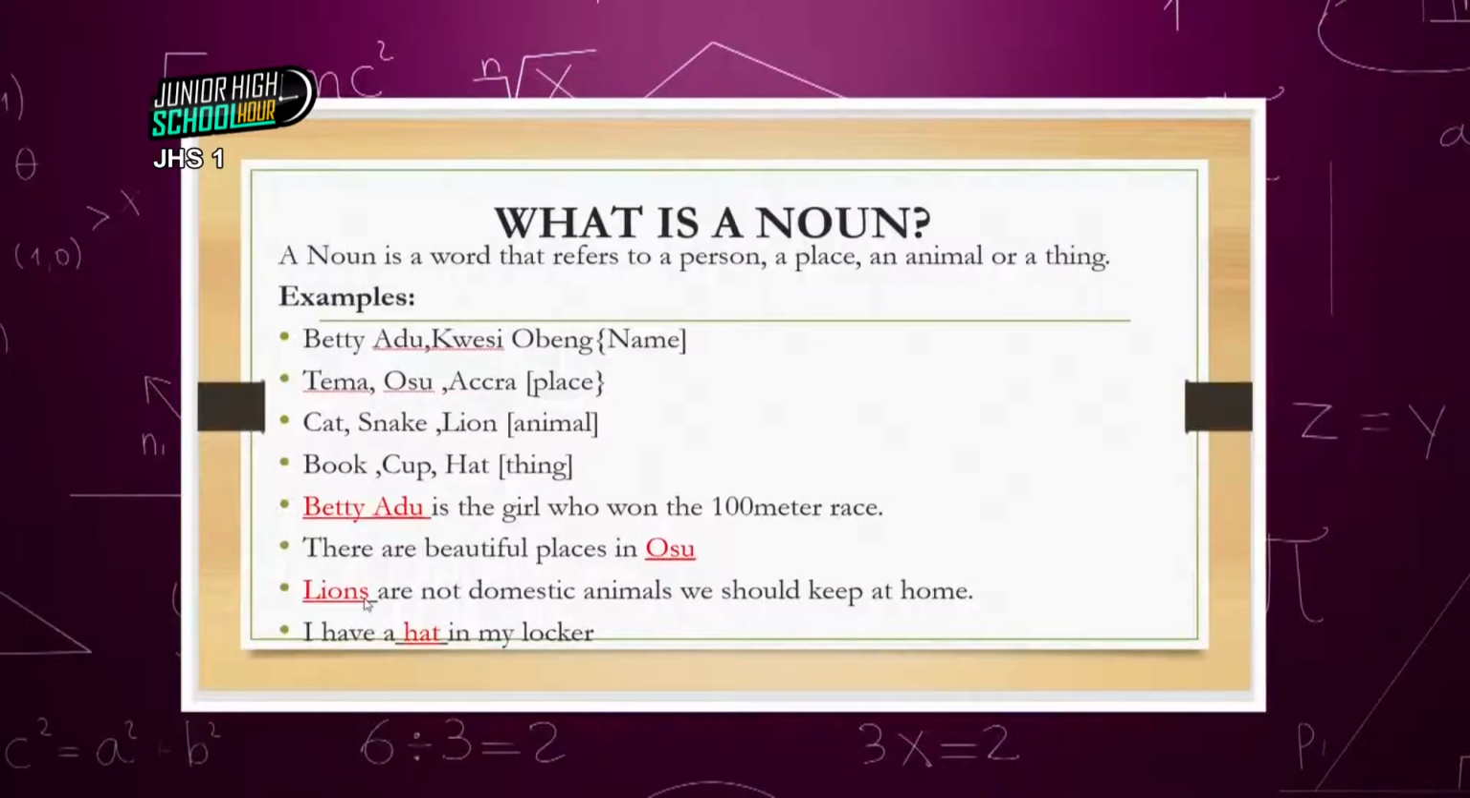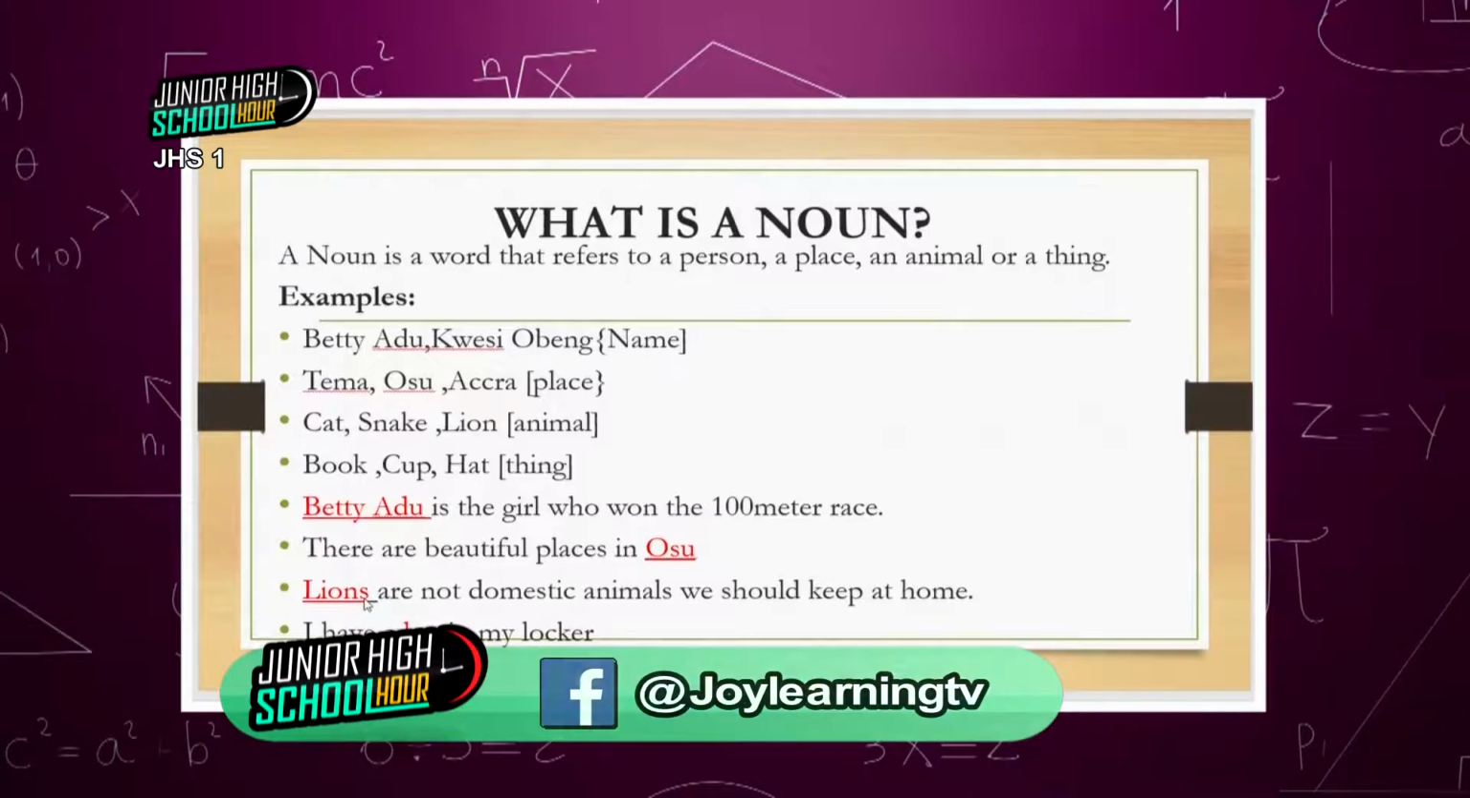So if you realize, I picked one from name, I picked one from animal, picked one from thing, and then picked one from place. So I urge you to pick at least one each like I have done and form simple sentences for me. And then you underline the appropriate thing you need to underline. So for example, you pick Kwesi Obeng, then you form a beautiful sentence with it. Then you can pick Tema or Accra because I chose Osu. And then you can take snake or a cat because I picked lion. And then you can also pick either a book or a car because I chose hat.